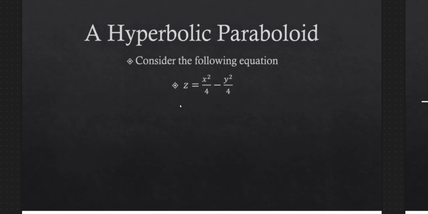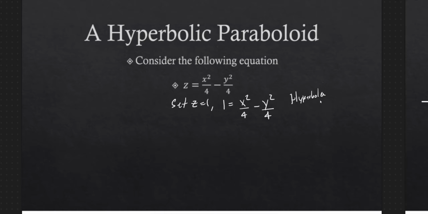How can I recognize that? Well, what if I set z equal to 1? I'll get 1 equals x squared over 4 minus y squared over 4. And I should recognize that as a hyperbola. And if you don't, make sure to read through chapter 12 again or watch those videos that I made.